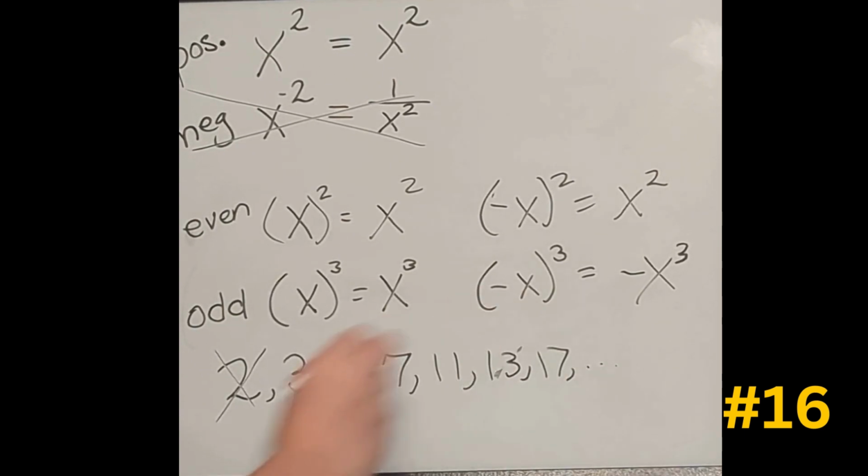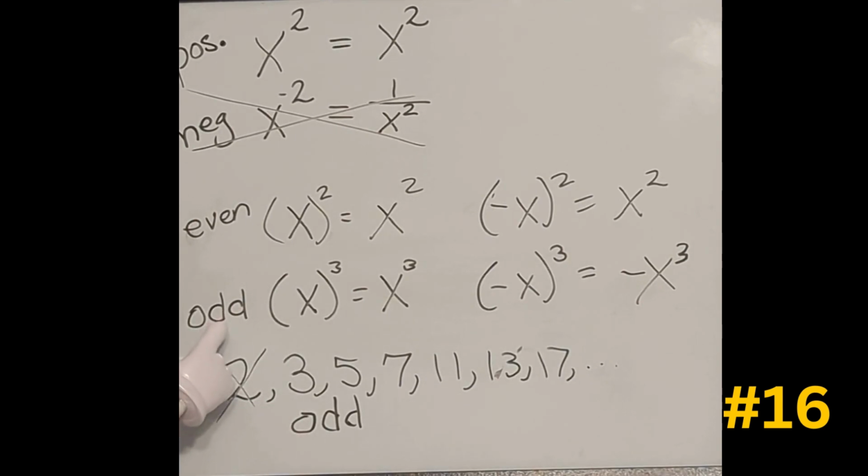Dot, dot, dot. If you notice, those are all odd numbers. So if you have a prime greater than 2, it has to be odd. Otherwise, anything even would be divisible by 2 evenly, so it can't be prime. So that's a big hint for you. Notice we just talked about odd numbers. And then remember these other facts, and hopefully you can do number 16.